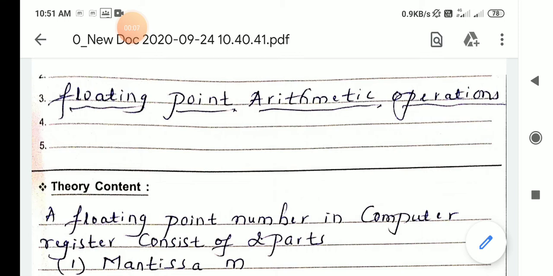Today we will discuss a new concept: floating point arithmetic operations. That comes under chapter number 3. In the last class, we completed binary half subtractor and full subtractor ALU design. That comes under ALU design.